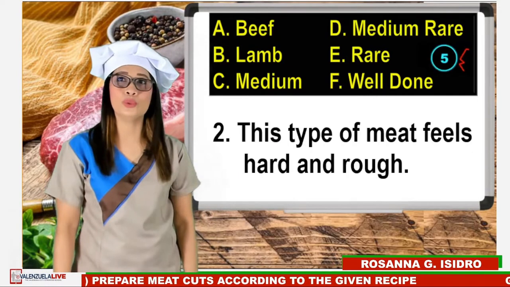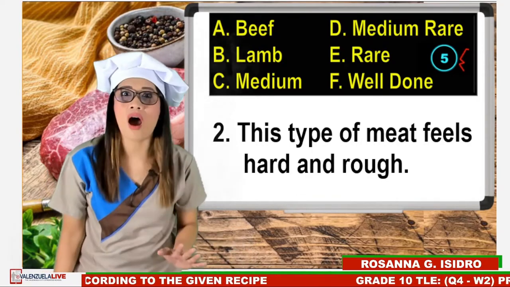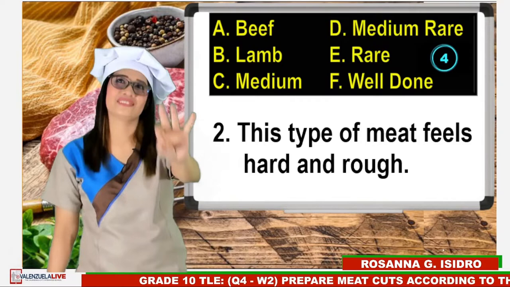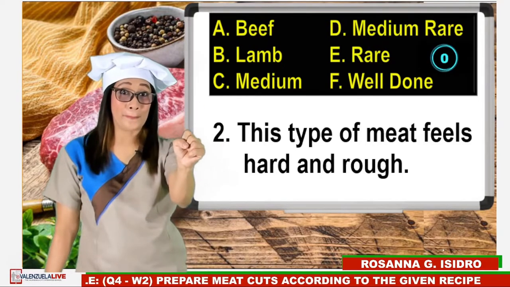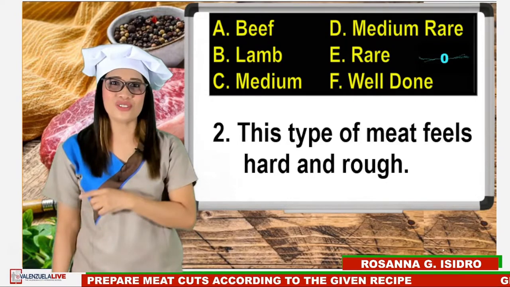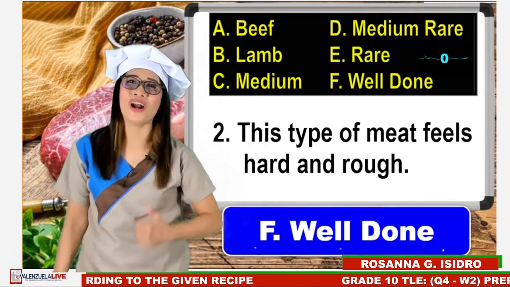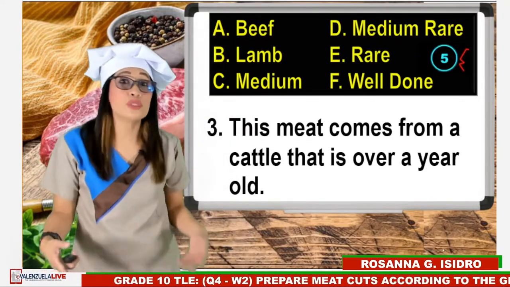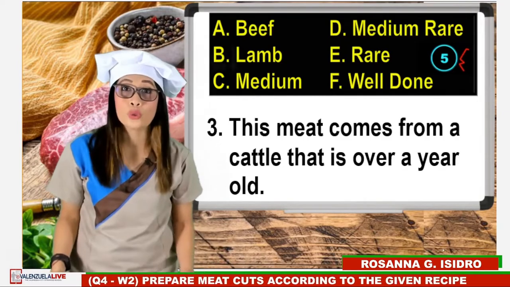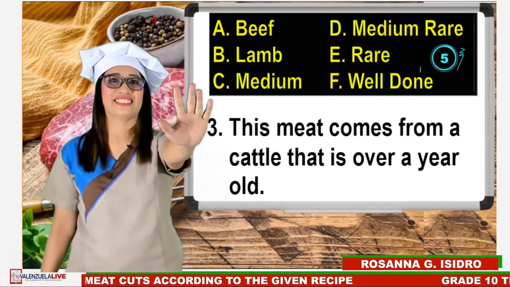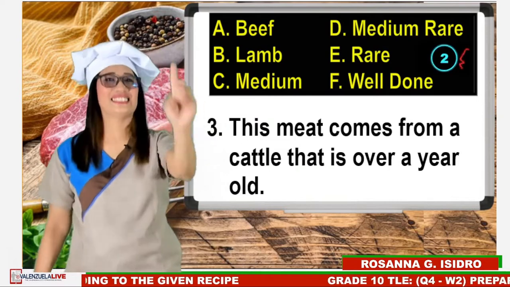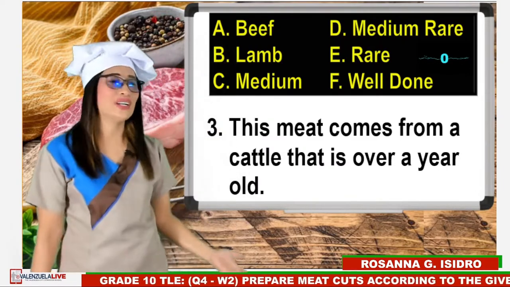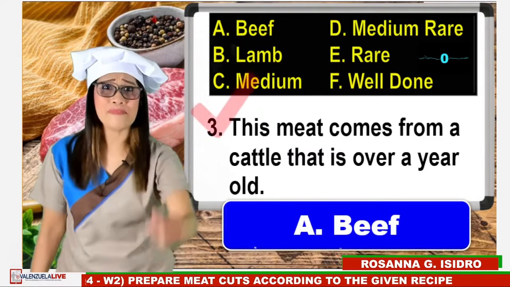Number two. This type of meat feels hard and rough. Your time starts now. Alright, if your answer for number two is letter F, well done, then you're right. Let's have number three. This meat comes from a cattle that is over a year old. Your time starts now. Time is up. If your answer for number three is letter A, beef, you did a fantastic job.